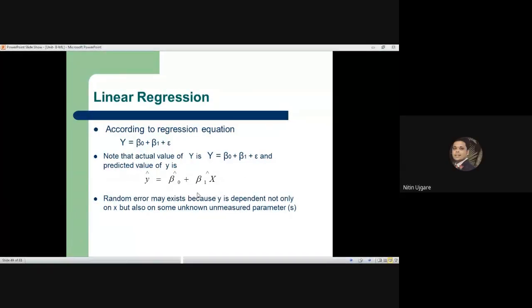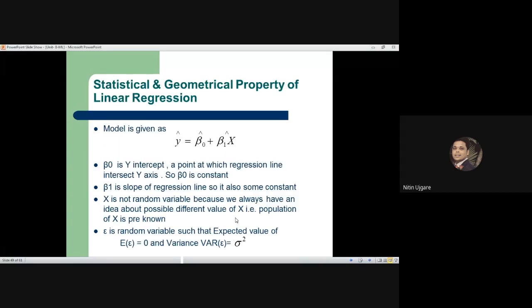So as I already mentioned, random error may exist because y is dependent not only on x but also on some unknown unmeasured parameters. So that's why epsilon is used to represent the random error component. I have already mentioned all these things.